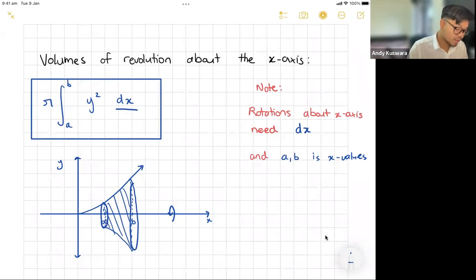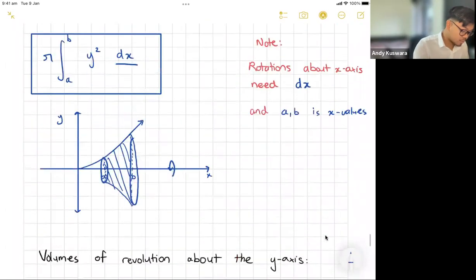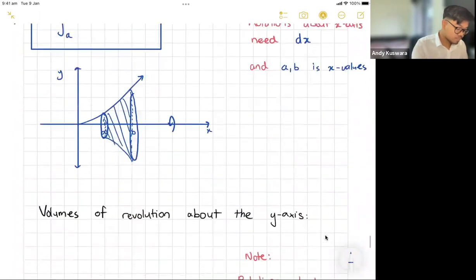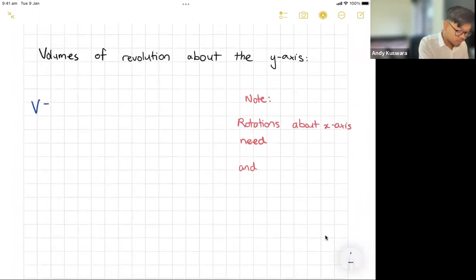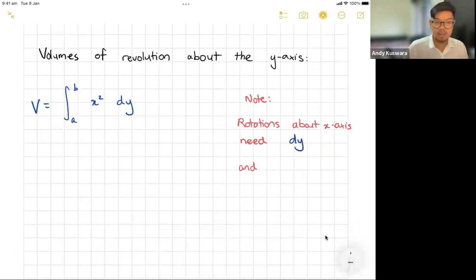Okay, so if I was to rotate around the y-axis it is a little bit different. I should write out here volume equals. If you're rotating around the y-axis, it is still going to be between B and A, but this time it's going to be x squared dy, right? So the note here is if you're rotating around the y, you need dy. If you're rotating around the x, you need dx. And also, A and B need to be the y values. Okay.